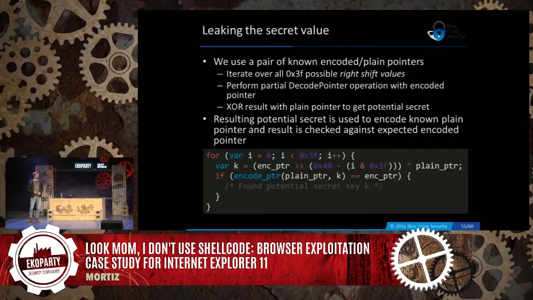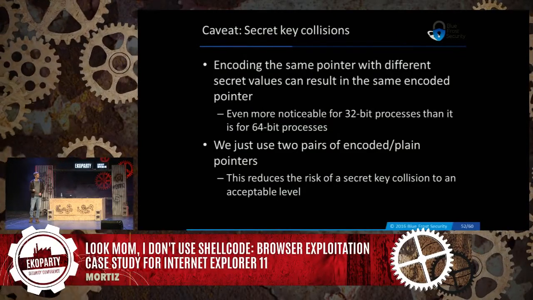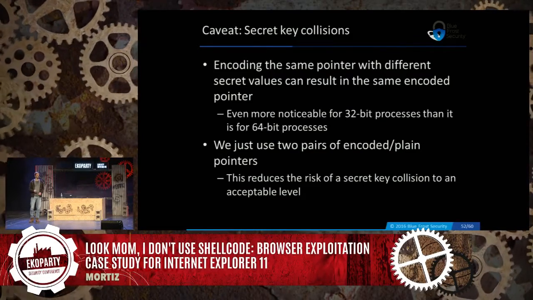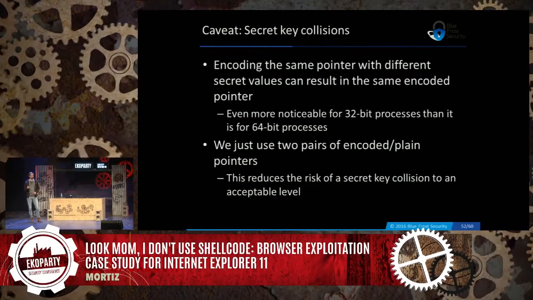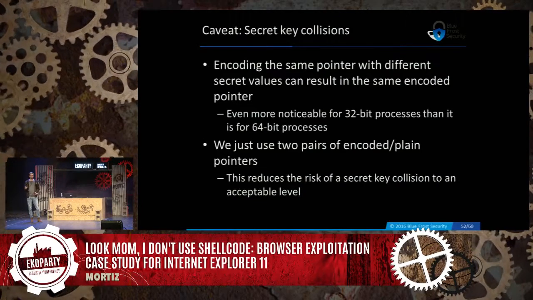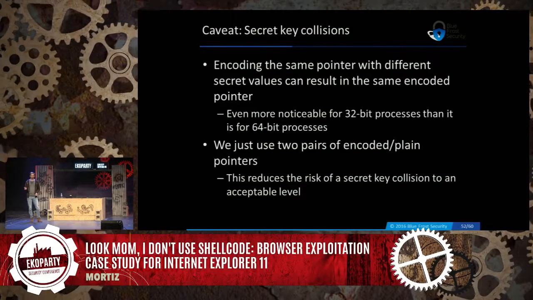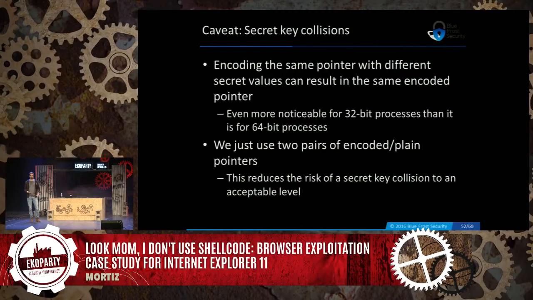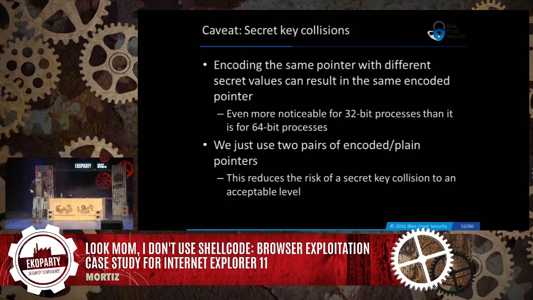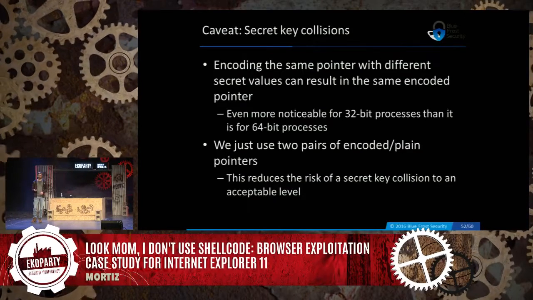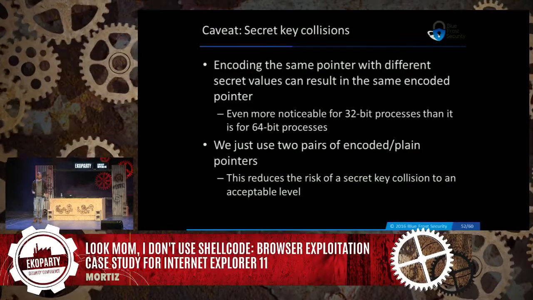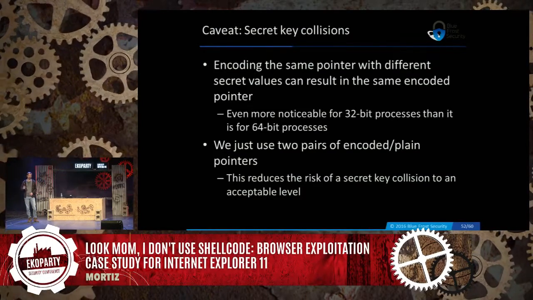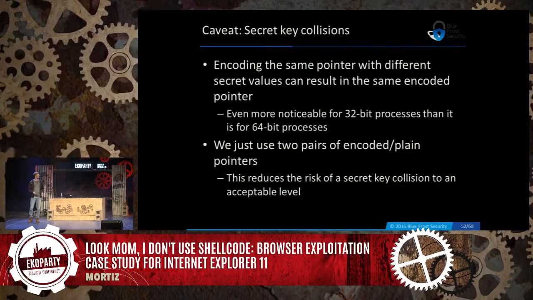However, there's a small problem here. So there can be cases where we get a secret key collision. And this is because if you take a plain pointer and you encode that with 2 different keys, it can happen that you get the same encoded pointer for both keys. So this isn't a problem if you're using the API as you should, but since we are basically doing it backwards, it can happen that we actually get a wrong key. And obviously this is bad because if we use the wrong key to deobfuscate a pointer, we get a wrong pointer and we just crash.